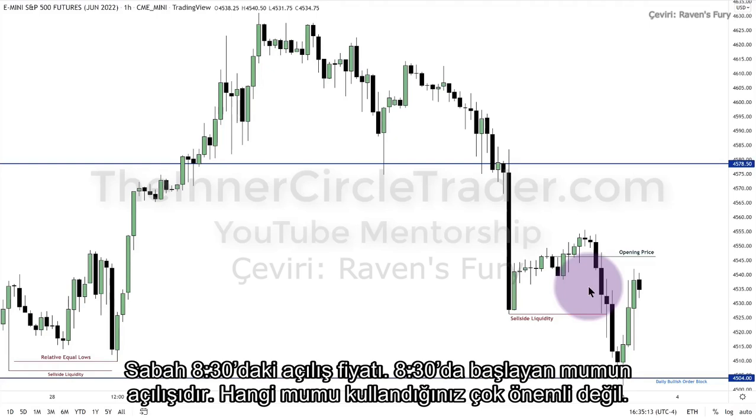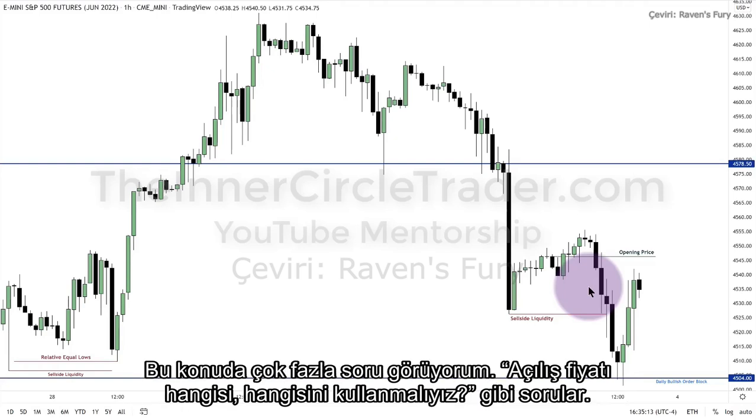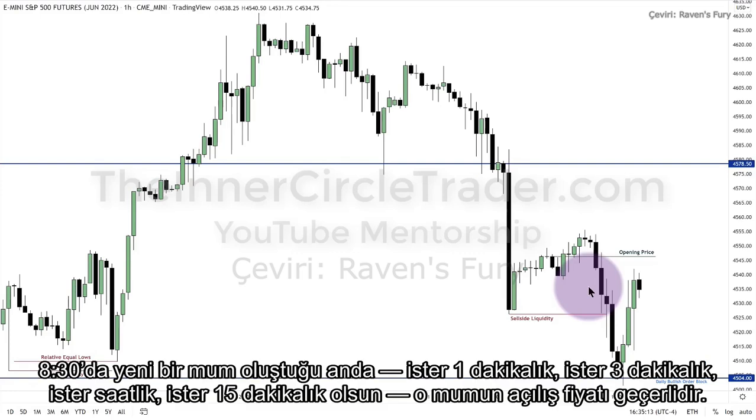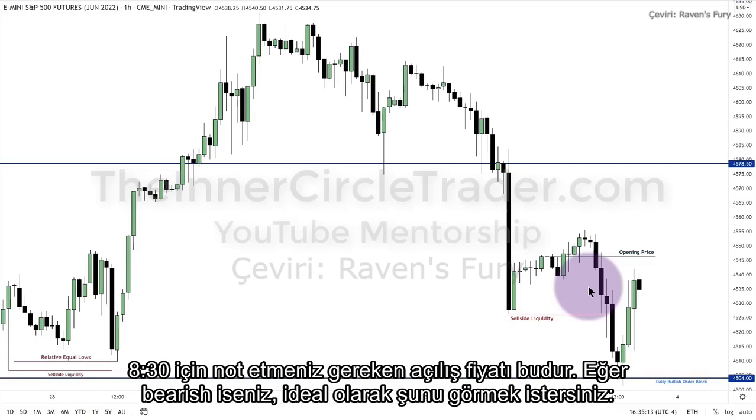It doesn't matter what candle you use. I see a lot of questions popping up about that, like, what's the opening price and what candle do you use? As soon as you have 8:30 beginning a new candle, it could be a 1-minute candle, a 3-minute candle, an hourly candle, a 15-minute candle, whatever that opening price is, that's what you want to note at 8:30.